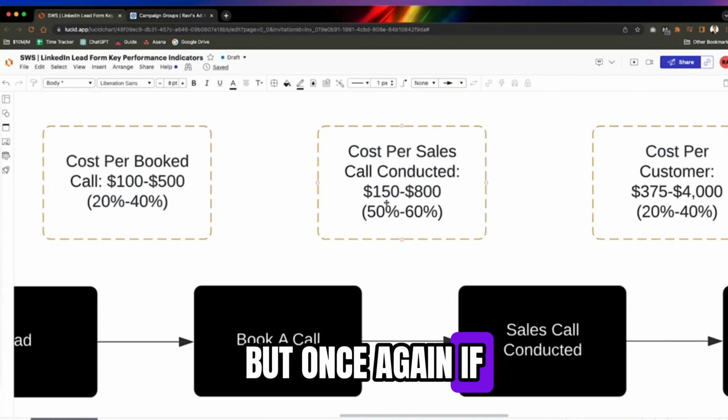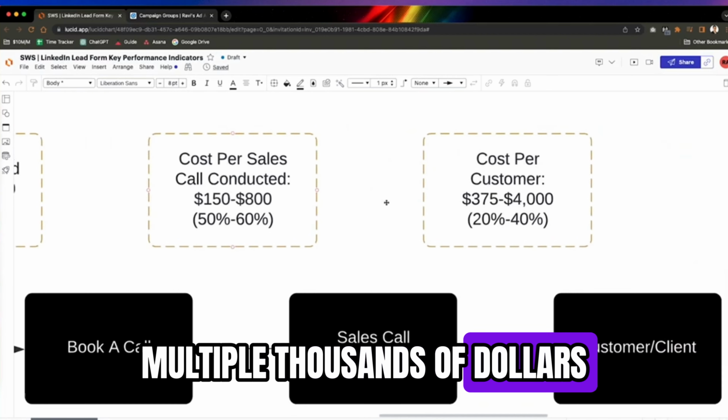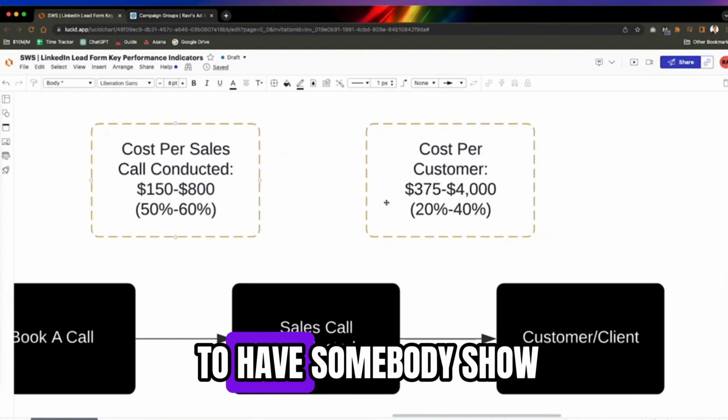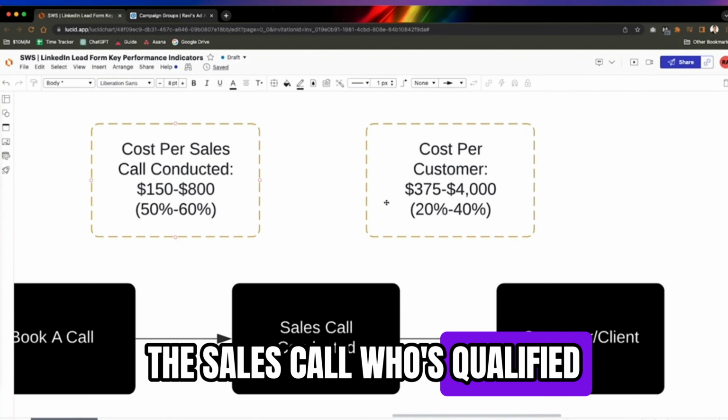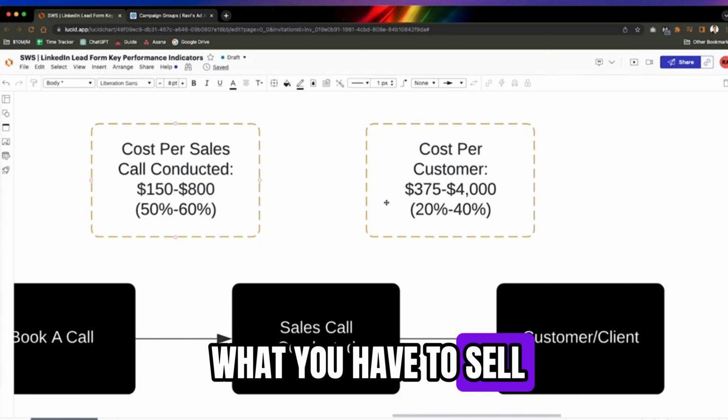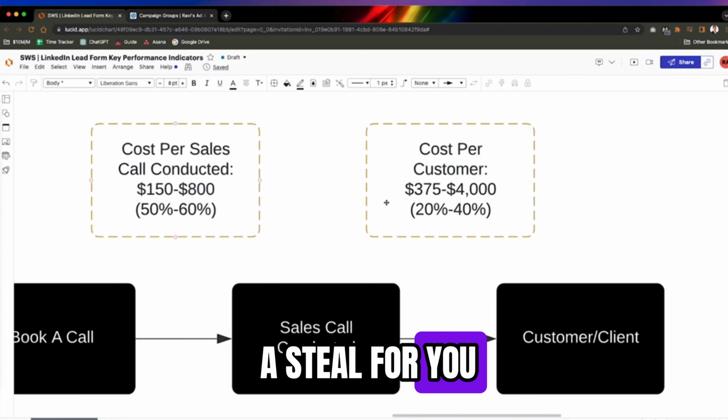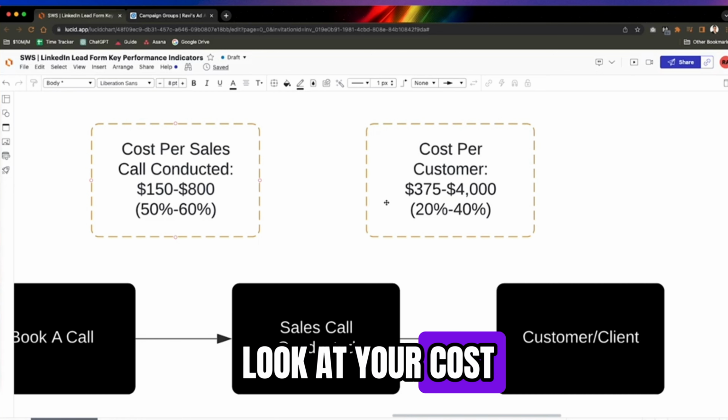But once again, if you're selling something for multiple thousands of dollars and you're paying $800 to have somebody show up on the sales call who's qualified and interested in buying what you have to sell, then that could be a steal for you. And then finally, you look at your cost per customer.